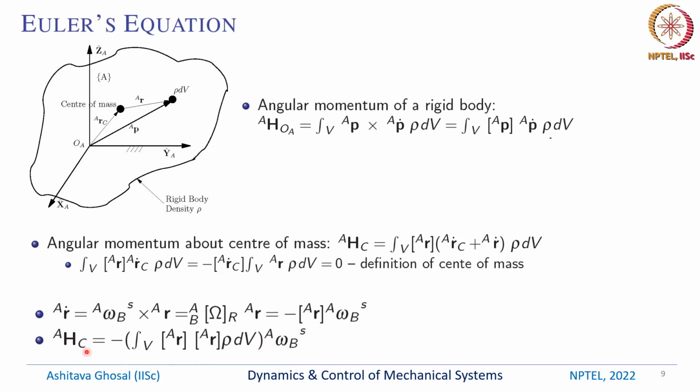And then AR into rho dV, and we can take out A omega BS outside. So what do we have? The angular momentum about the center of mass of this rigid body is a volume integral which contains the square of these two skew symmetric matrices. Basically, it is like R square, where R is a vector from the center of mass to a volume element, and then into angular velocity.